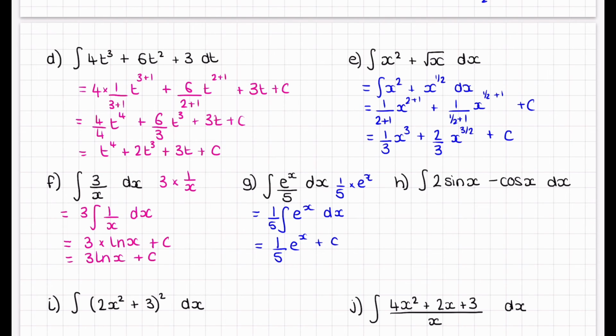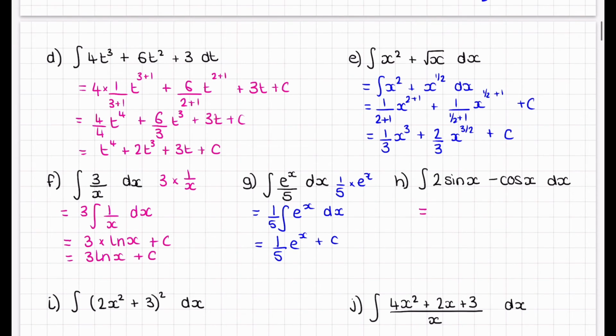H, the integral of 2 sine x minus cos x dx. Integral of 2 sine x would be negative 2 cos x. Minus cos x would give us minus sine x plus c. Once again, just going to the rules from before and using them in our integral.